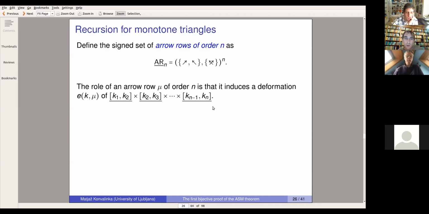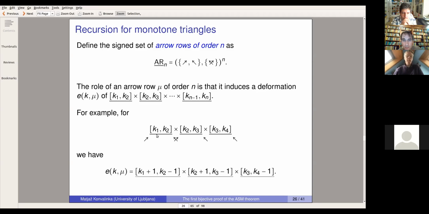And what is the role of arrow rows? Well, they give me a deformation of this product that we keep seeing, right? This product where you have two consecutive numbers equal. For example, if I take k to be 4, what does that mean?